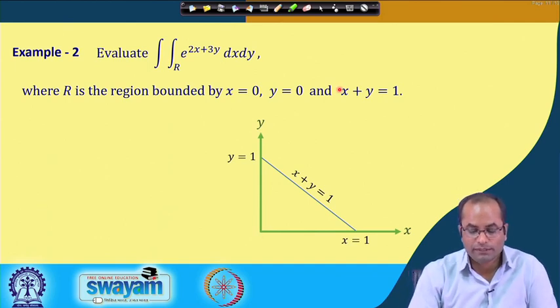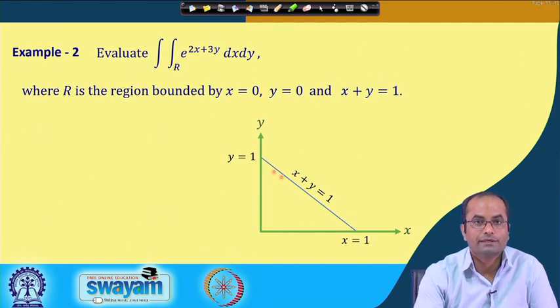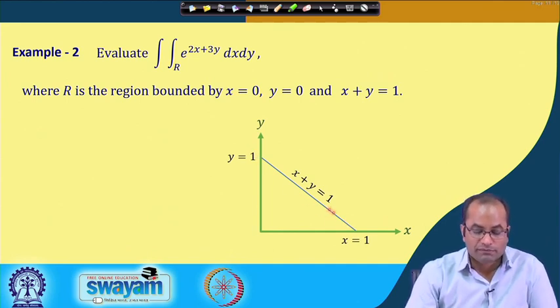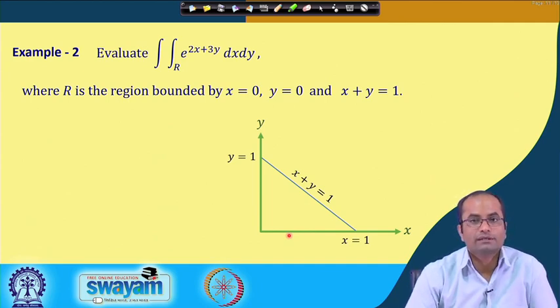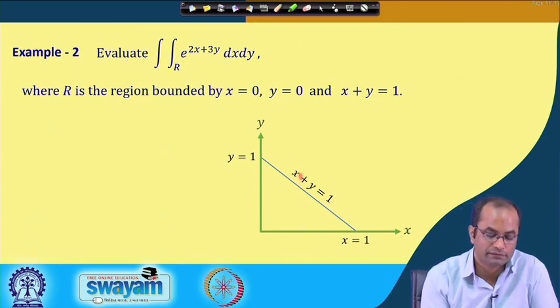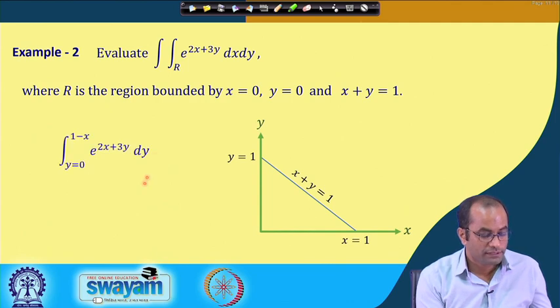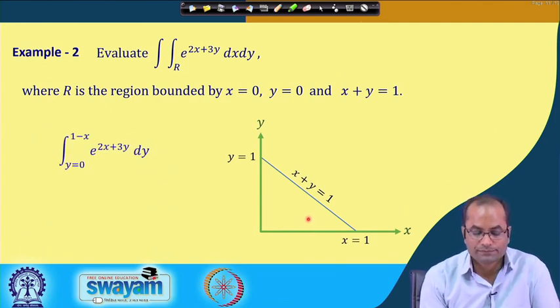So, if we sketch the domain, we have x axis, we have y axis, and then we have the line here x plus y is equal to 1. So, this is a triangular domain, and again it is very simple to evaluate the limits, whether we take first in the direction of x or we take first in the direction of y. So, suppose we are taking in the direction of y first.